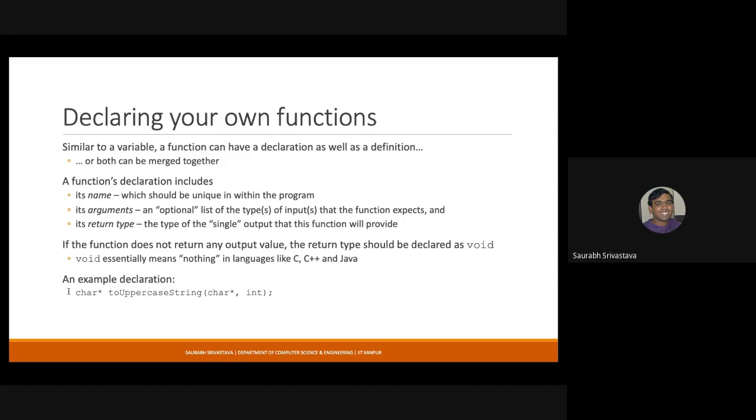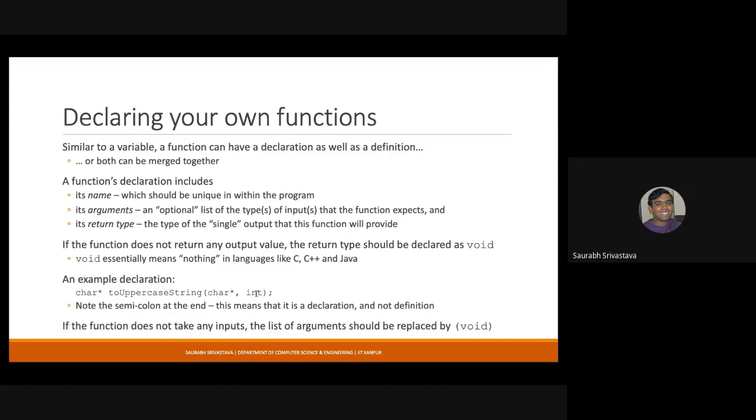So this is a typical example of a prototype. I provide the return type, I provide the name of the function, and I provide the types of the parameters that it is going to take. And by the way, keep in mind that if you put a semicolon here, it is a declaration. If you put braces here, then it is a definition.